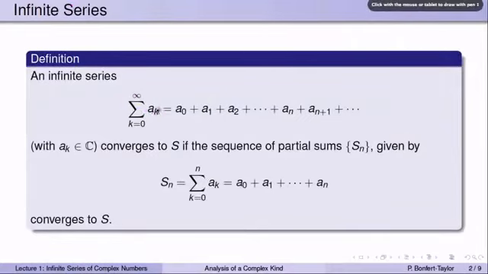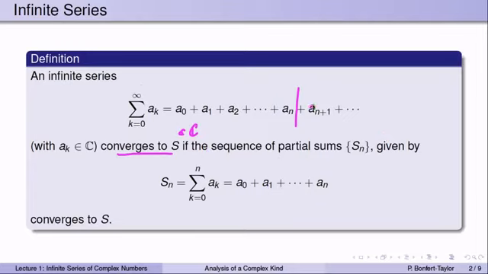An infinite series is just an infinite sum. We're going to add up infinitely many numbers. What does that mean? We say such a series converges to a number s, and this s is also going to be a complex number, if the sequence of partial sums, so the sequence you get when you stop at a certain point, and then you move that point further and further back, so if the sequence of partial sums given by the first n members of the sequence converges to s.